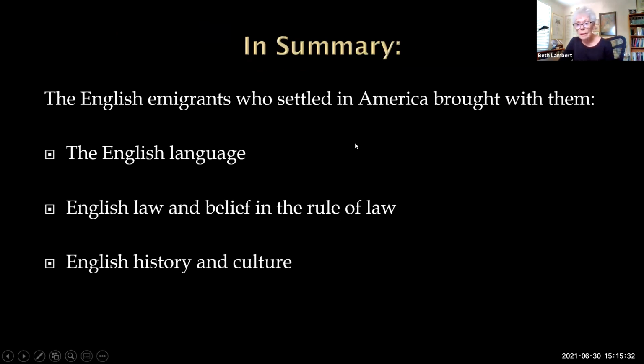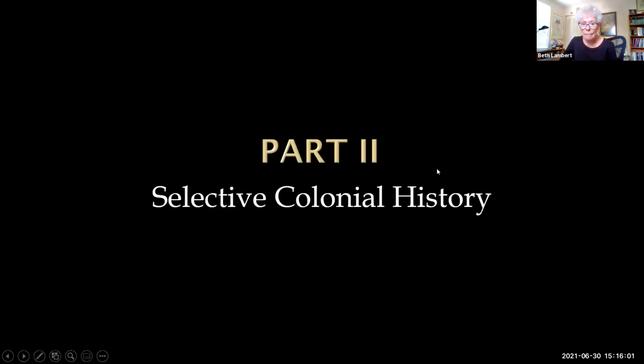So in summary, then, the English immigrants who settled in America brought with them the English language, English law and belief in the rule of law, and English history and culture. All of these things, if we look at the first colonists, if we look at the first generation, this is what they came with. This is the basis of our law.